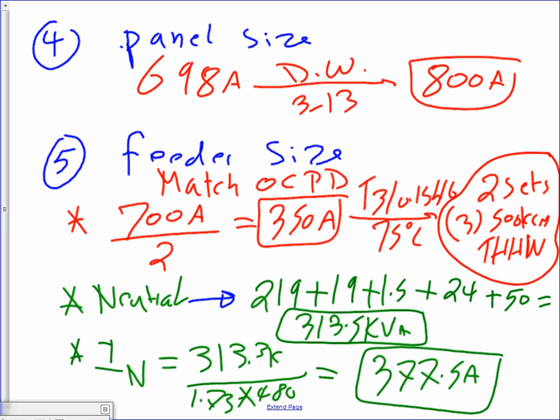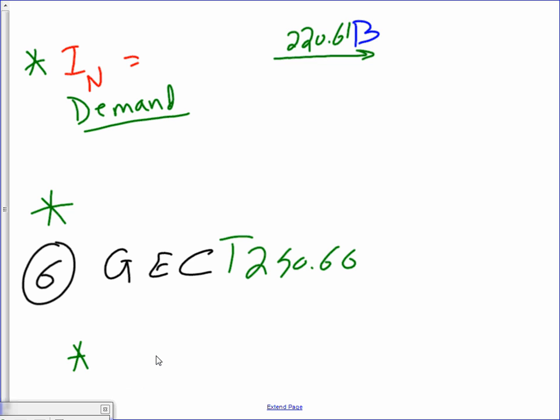Okay, so now we have our amp. Shall we go size the amp? When you guys are ready? You ready? Cool. Now we're going to go size the amps. So I'm going to take this value, guys, which is 377.5 amps. First we're going to take it to 220.61(B).